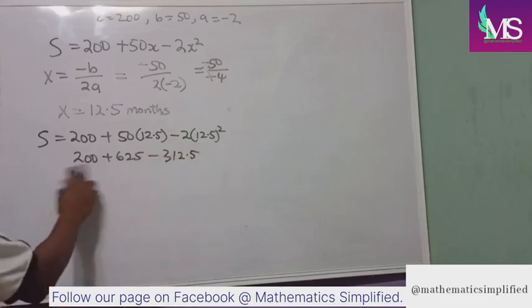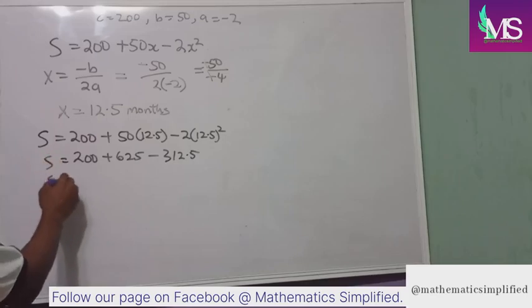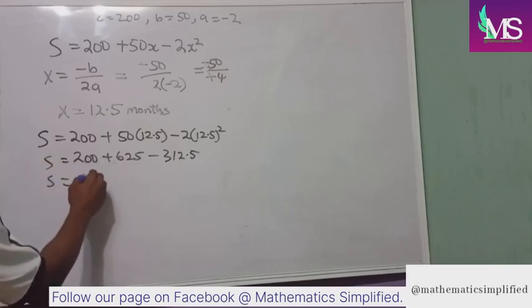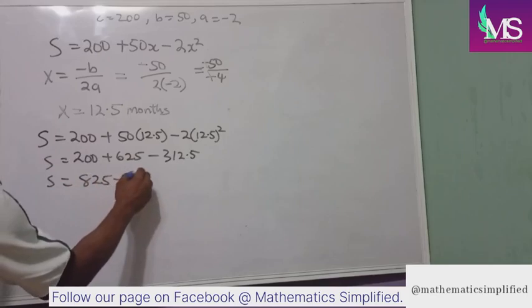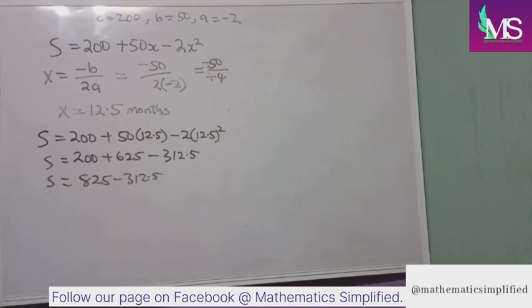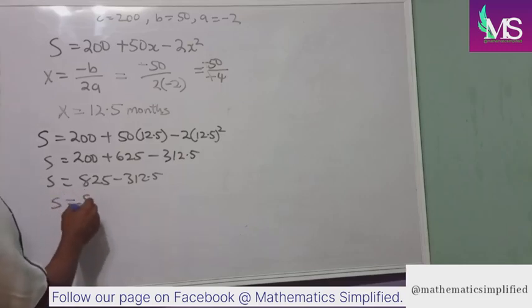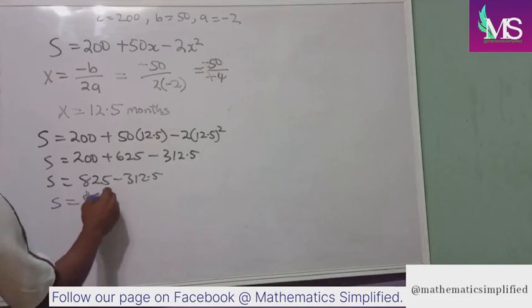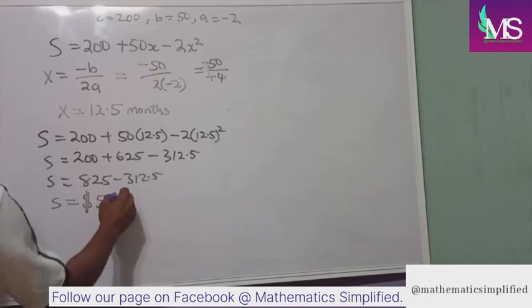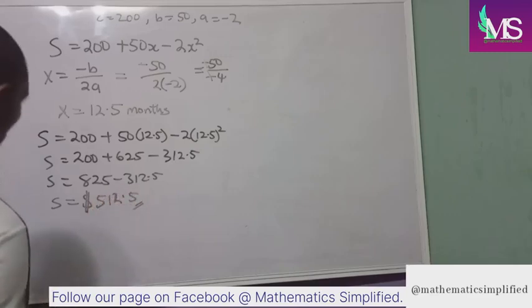Okay, this will give us, our savings will become 825 minus 312.5. Okay, minus 825. That will become, our savings will become in dollars 520 $12.5 is what will be saved.